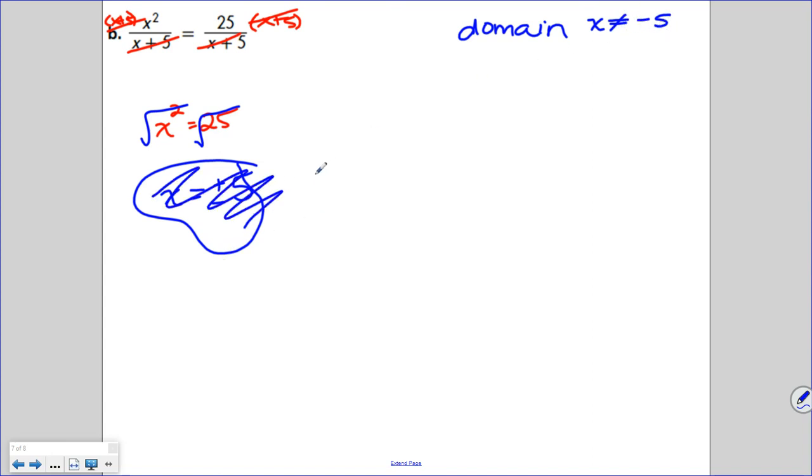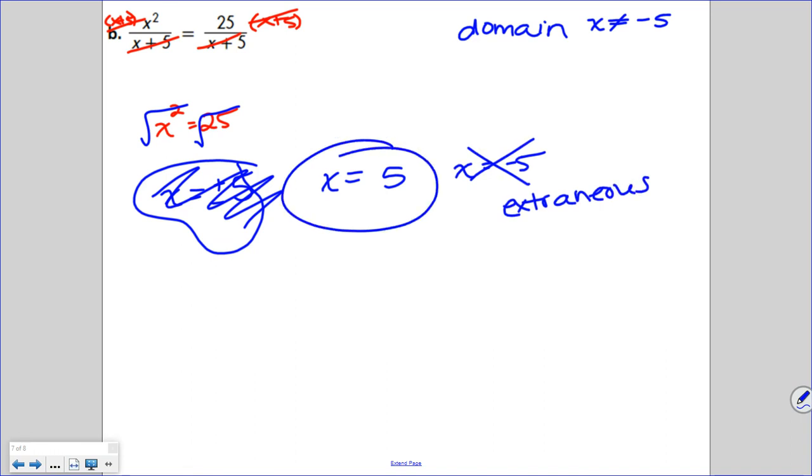Let's write it out like this. From the equation that I solved, x can't be negative 5 because that would be extraneous. x has to be positive 5.